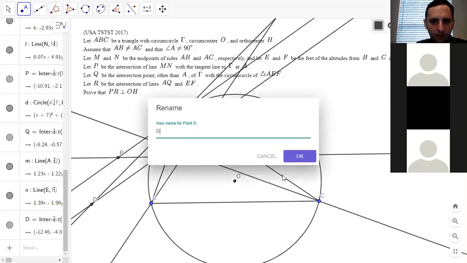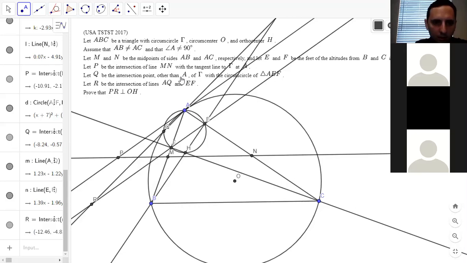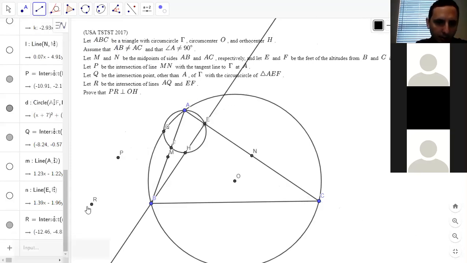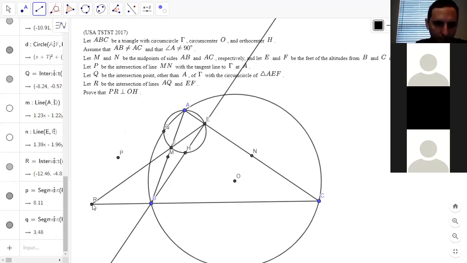All right. R lies on BC. That's what we have proved earlier. Okay. Yeah, we proved it in that other problem. And yeah, that's just the radical axis theorem. Sorry, Michael.